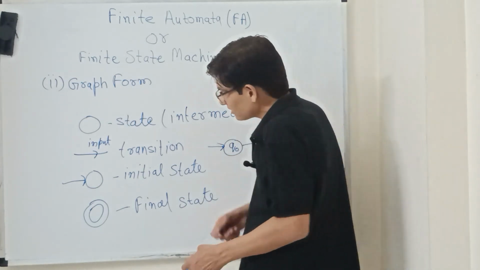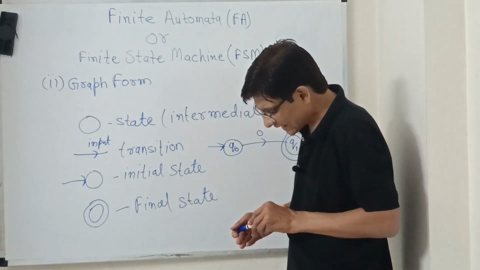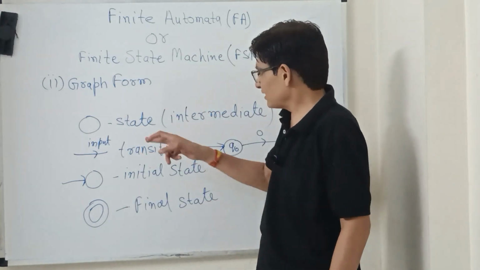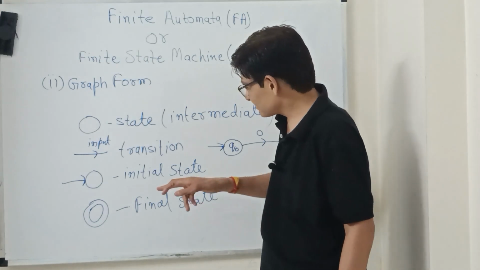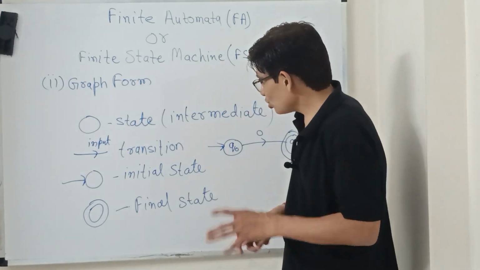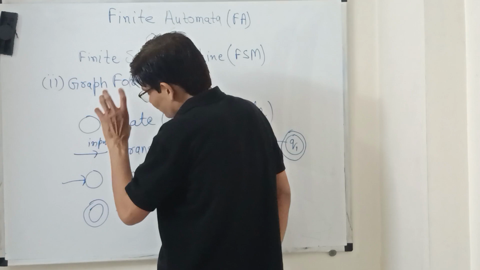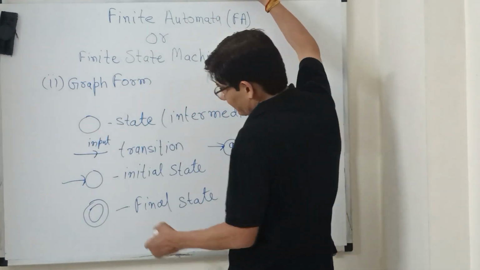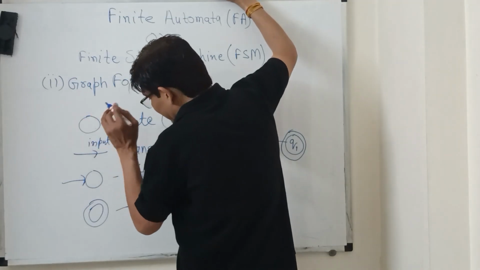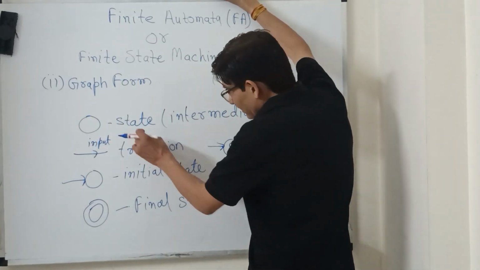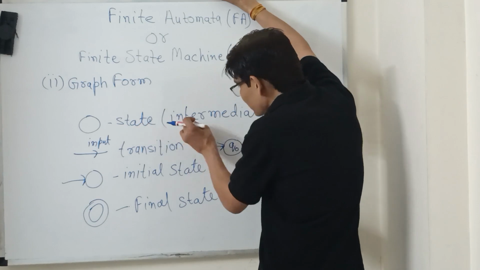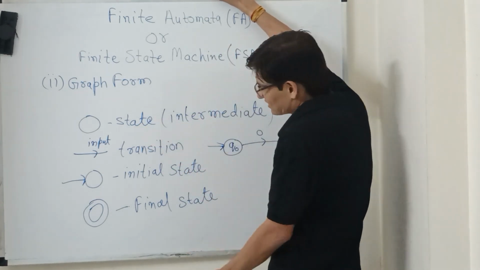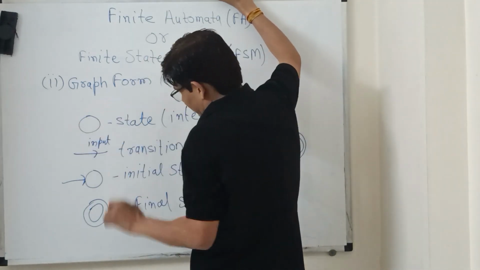To represent, see, there are different types of states of the machine. One is the initial state, then some are intermediate states, and some are final states. So to represent different types of states, we use different symbols. See, you can see here, if we are using a simple circle, then it is representing a state, or you can say an intermediate state. So to represent an intermediate state, we use just a circle.